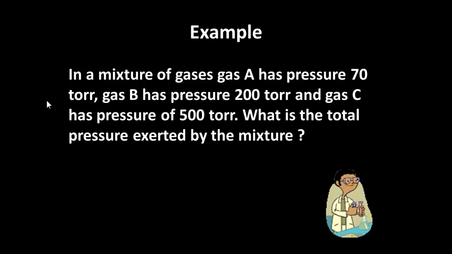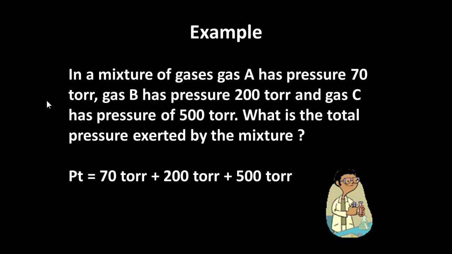So in an example of a mixture of gases, gas A has a pressure of 70 torr, gas B has a pressure of 200 torr, gas C has a pressure of 500 torr. What's the total pressure exerted by the mixture? Well, we simply add these together. 70 torr plus 200 torr plus 500 torr gives 770 torr, so that's our total pressure.